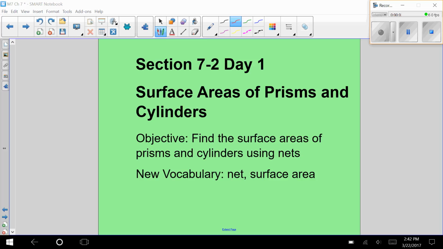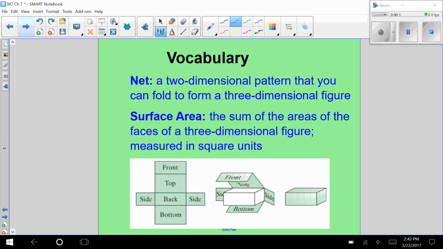This is section 7.2, day 1, surface areas of prisms and cylinders. Our objective today is to find the surface area of prisms and cylinders using nets. Let's start with our vocab.